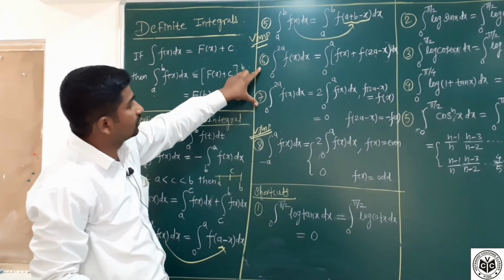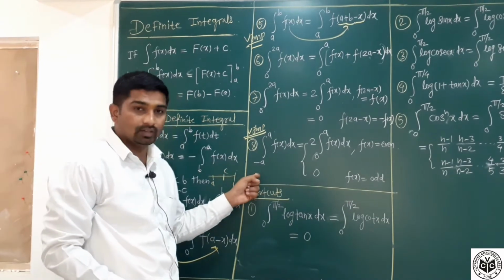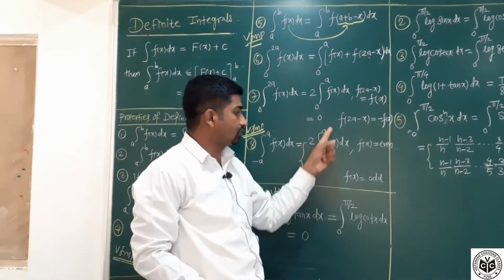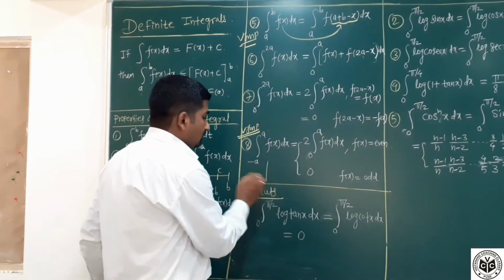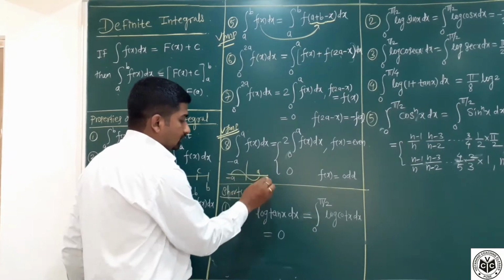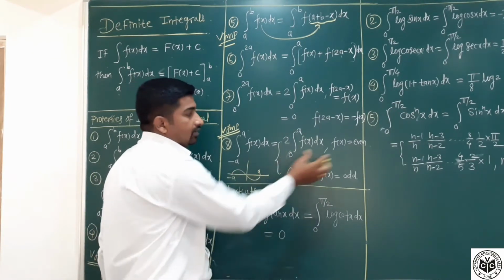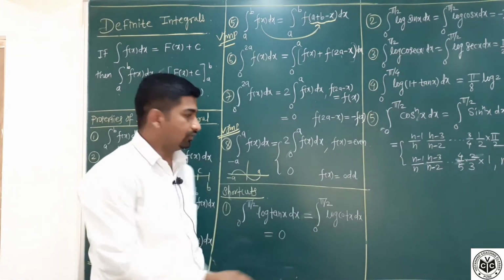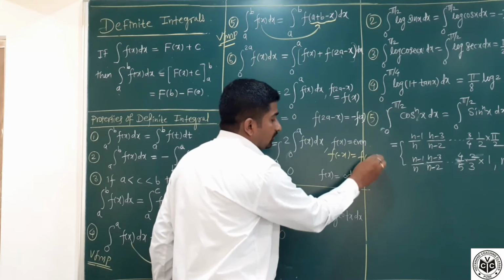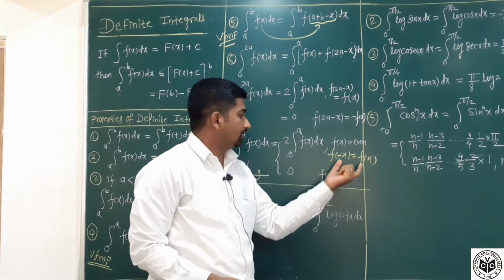These two properties are for 0 to 2a, where some conditions are there. This is very important. Minus a to a f(x) dx is the same as 2 times 0 to a f(x) dx, meaning minus a to a becomes 2 times 0 to a if the function is even. What is meant by an even function? It means f(-x) is the same as f(x). If you replace x by minus x and get the same function, then we can say this is an even function.